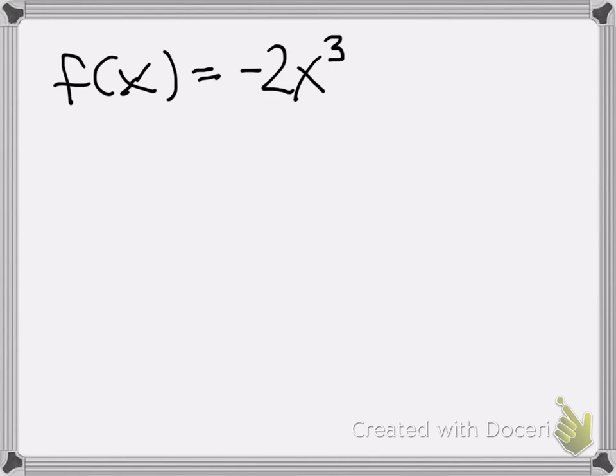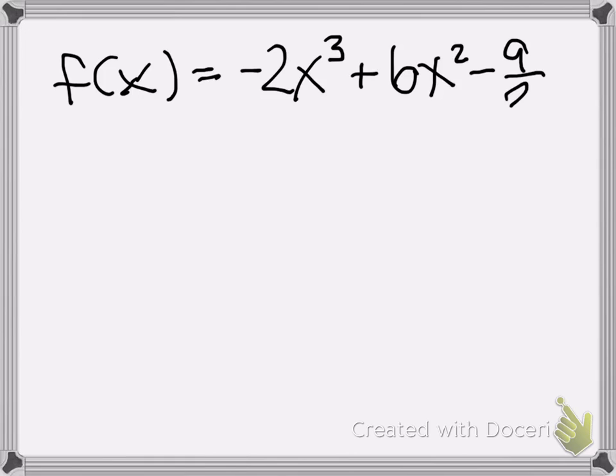Okay, let me show you one where we're going to do a little bit of odd factoring. Okay, here's your function. F of x is equal to -2x cubed plus 6x squared minus 9/2 x.